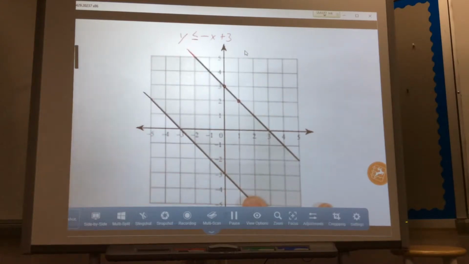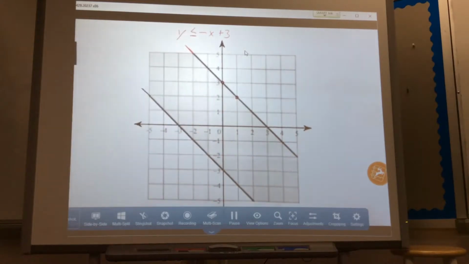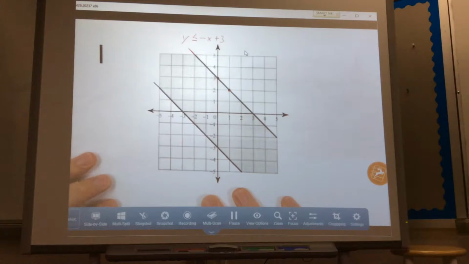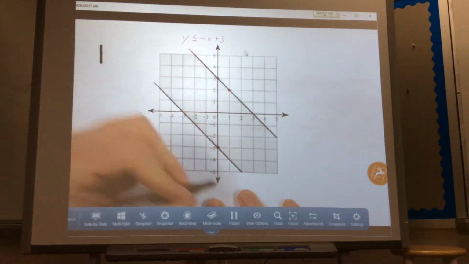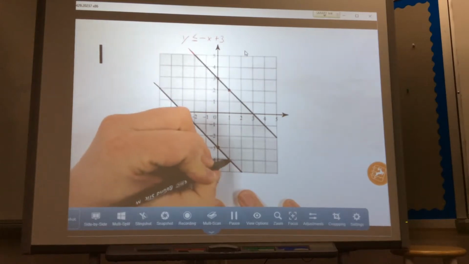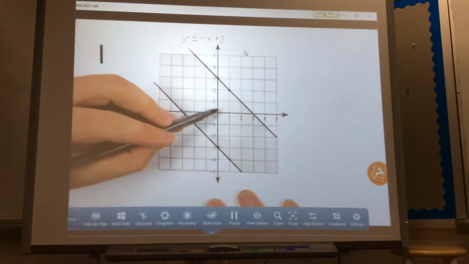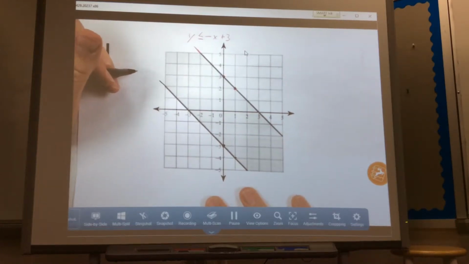The next graph we have is the black graph right here. We can see that the y-intercept right here is at negative 3. And we see that this graph goes down 1 and right 1 to this other good point right here. So we're going to have the same slope as this graph right here, just a different y-intercept. With the same slope and different y-intercept, that lets me know we have parallel lines.